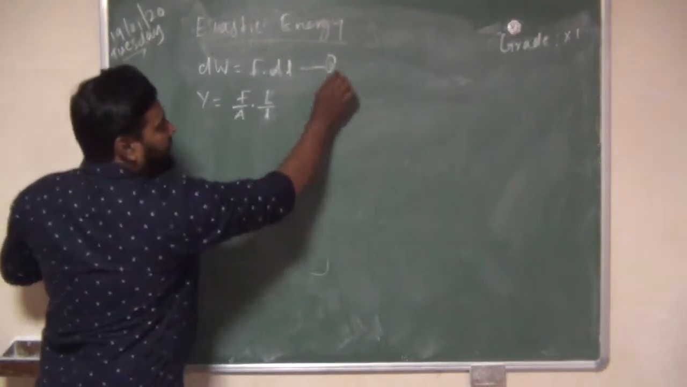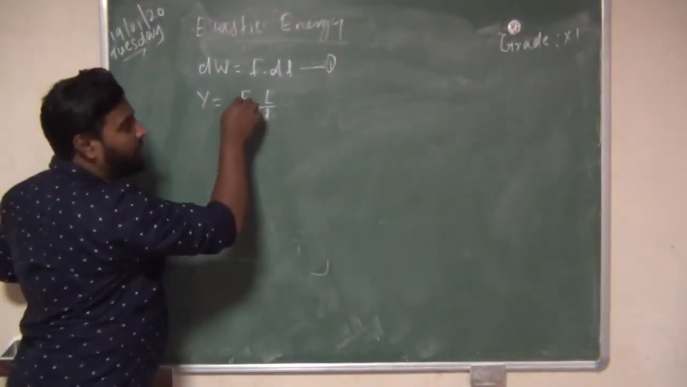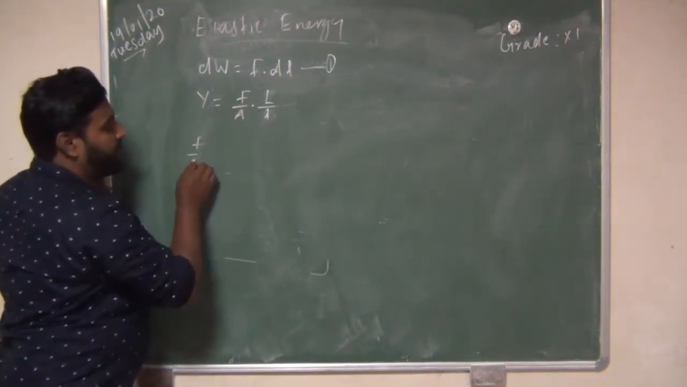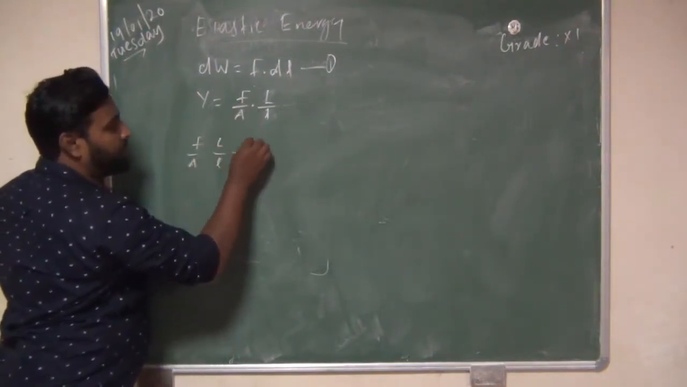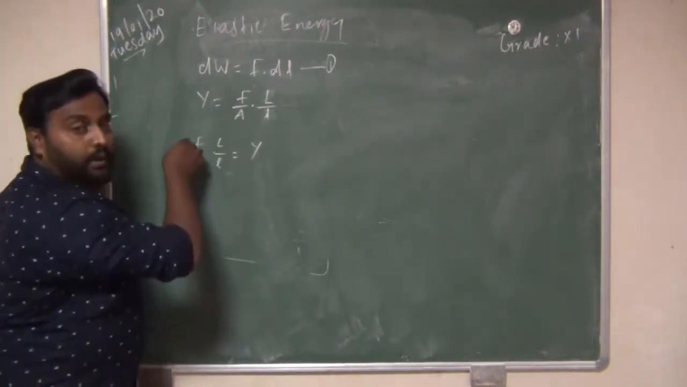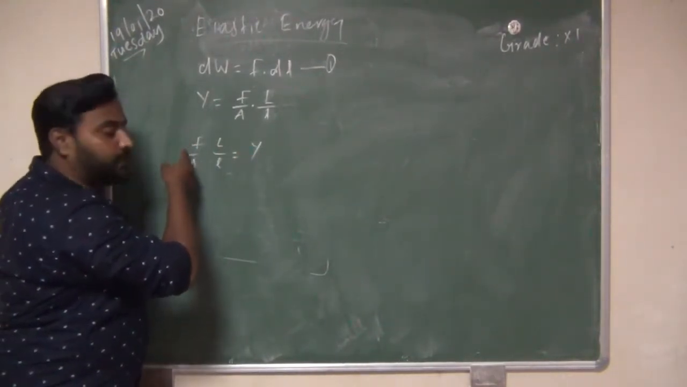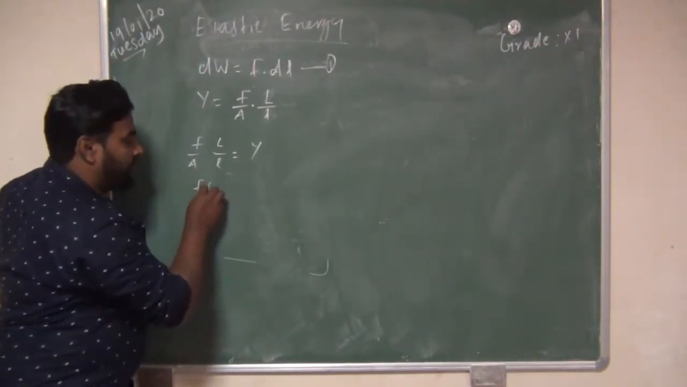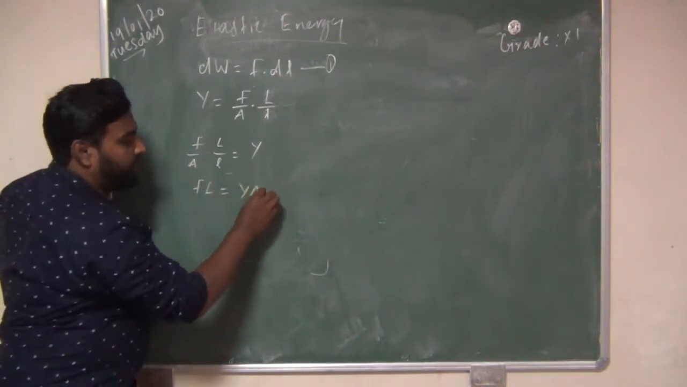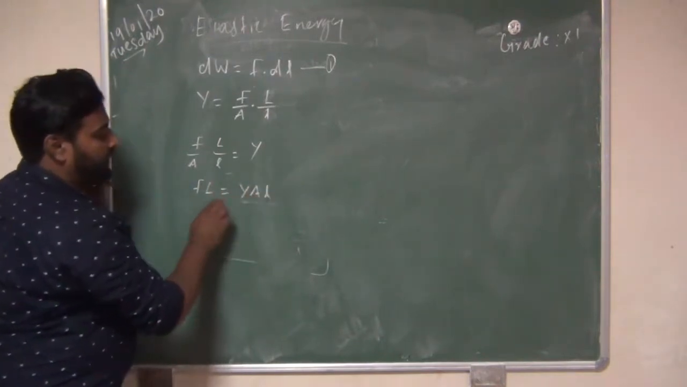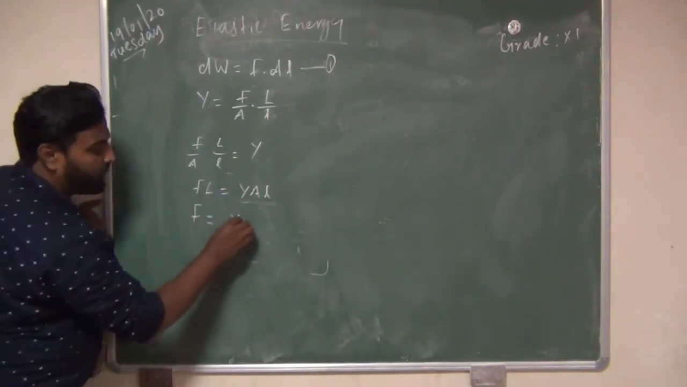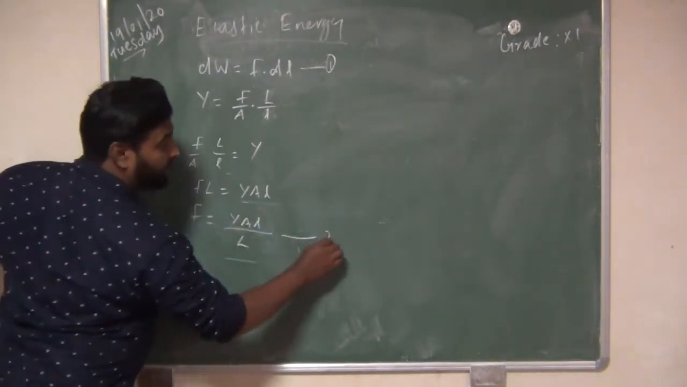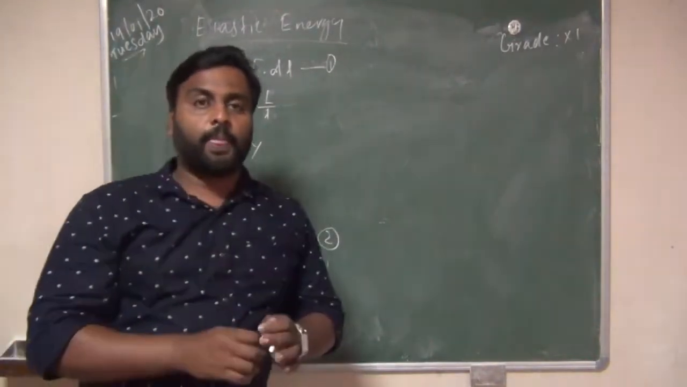From this Young's modulus formula, we have to find out F. So take F by A into L by l is equal to Y. And now we have to find out this F. So keep this F this side and take this A and l to the other side. So F L is equal to Y A l. Now F is equal to Y A l divided by capital L. This you can keep as equation number 2.